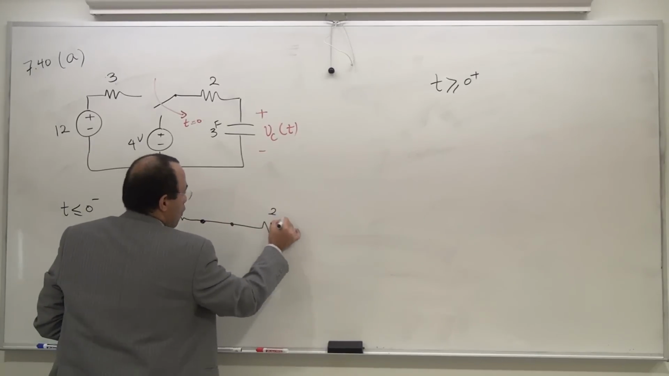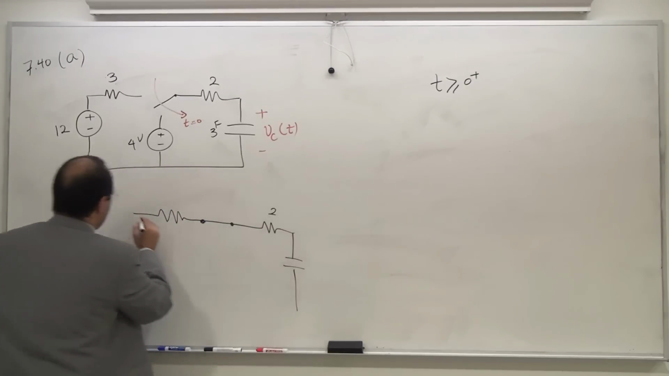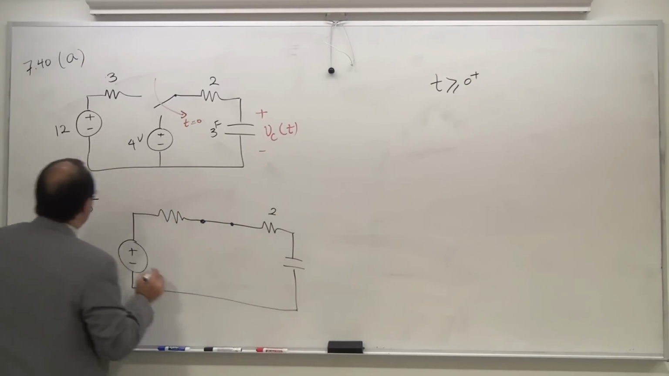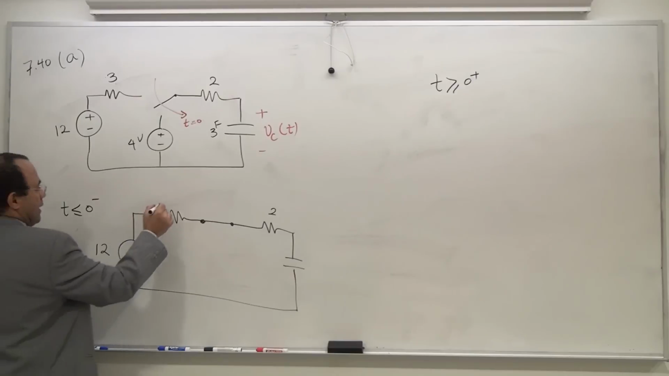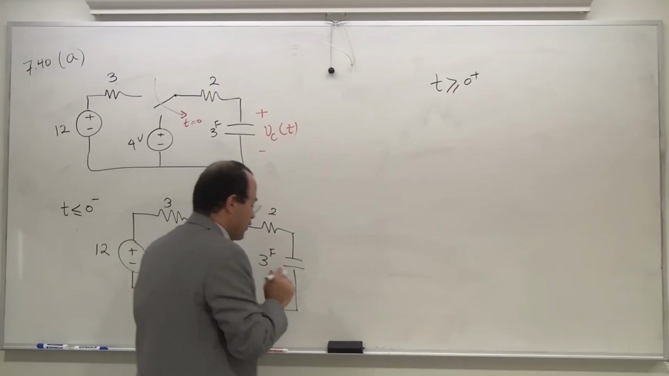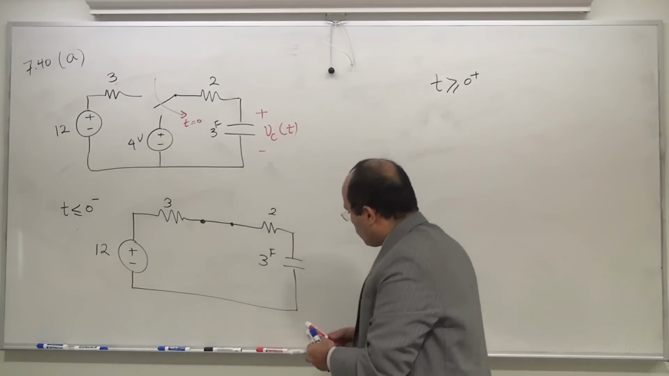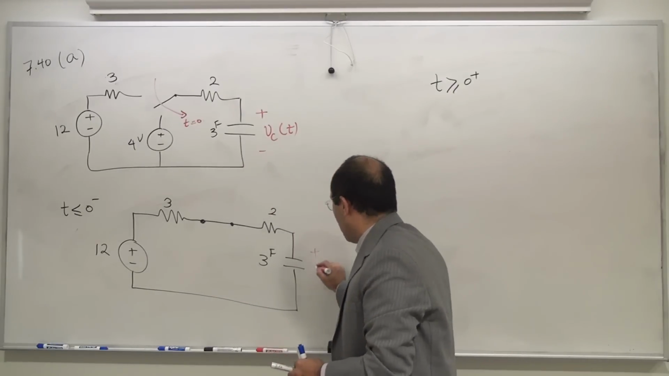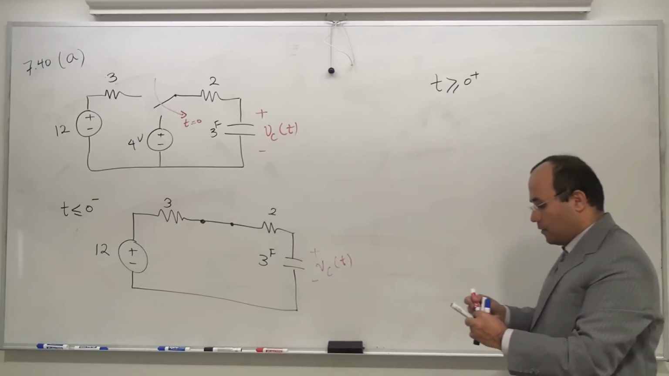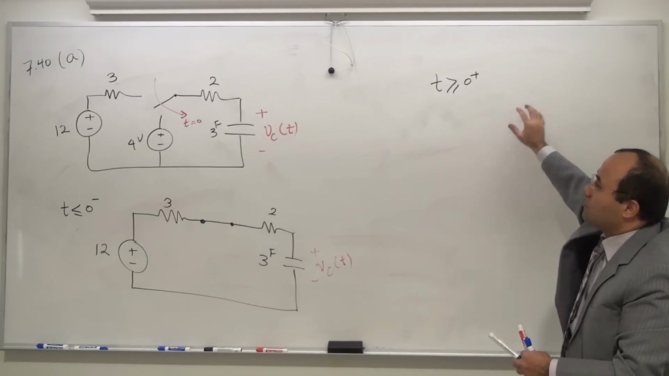And this is 2 ohm. This is the capacitor. And then 12. And then 3 ohm. Don't rush. Don't go anywhere. Just write it down, write the topology, and take your time to be as accurate as you can. So that's T less than 0 minus. T greater than 0 plus.